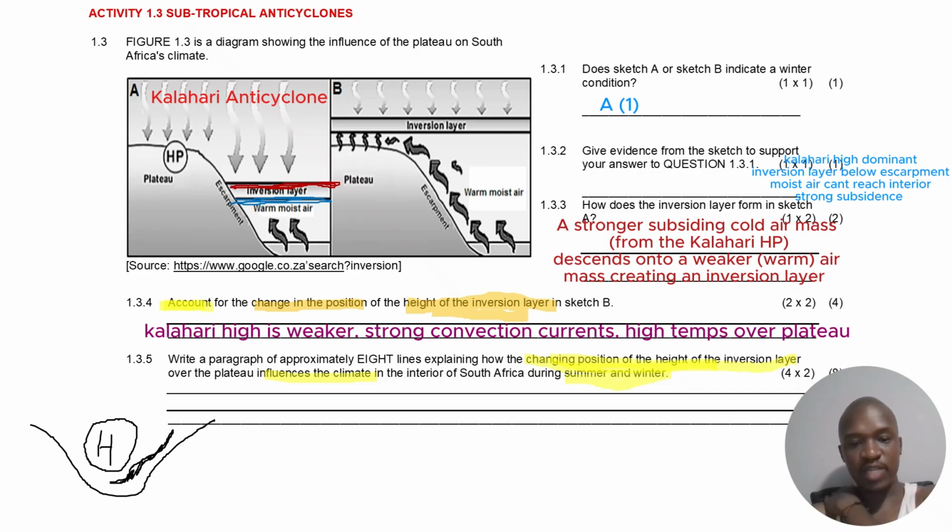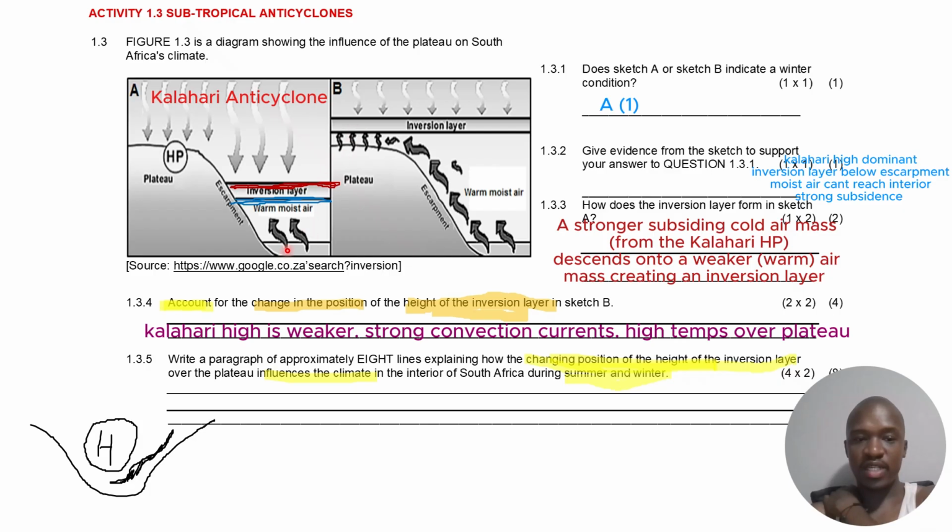They want you to explain how the changing position of the inversion layer influences climate during these two seasons, in summer and winter. Which means that my answer must be talking about the change in height of the inversion layer. Can you see? The change in height of the inversion layer. Where's my pointer now? The change in height. You can see that height has changed. Your answer must mention that, right? And how it influences climate.